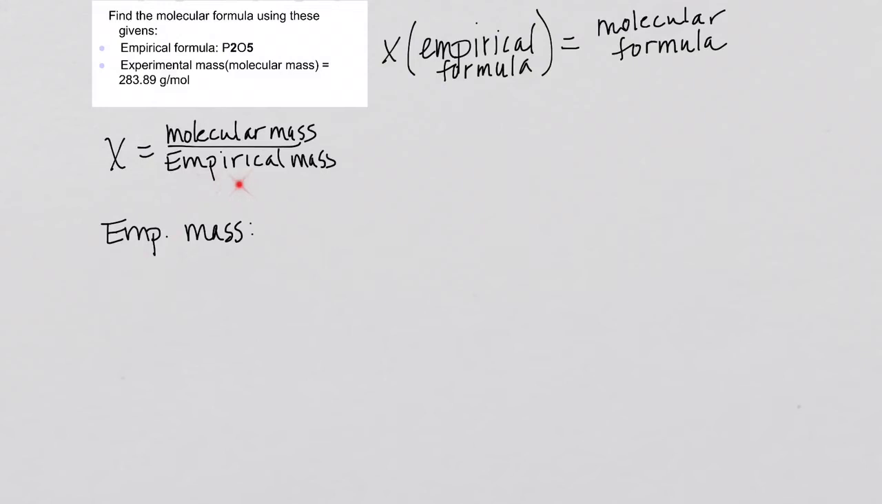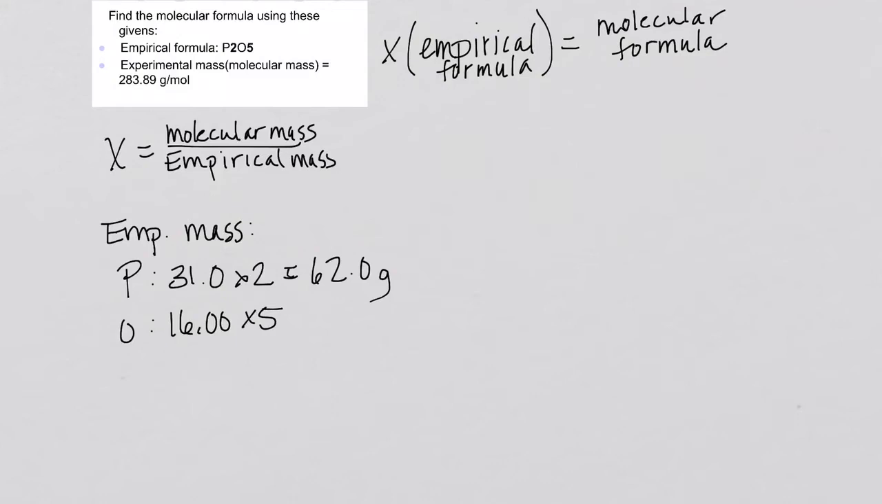So what we've got to do is calculate the empirical mass. So we've got 2 phosphorus. The weight of each phosphorus is just about 31.0. There's 2 of them, so the mass of the phosphorus is 62.0 grams. And the oxygen, since there's 5 of them, we get 16.00 times 5 equals 80 grams. When you add these together, you end up getting 142.0 grams. Okay, so now we're ready to plug back in.